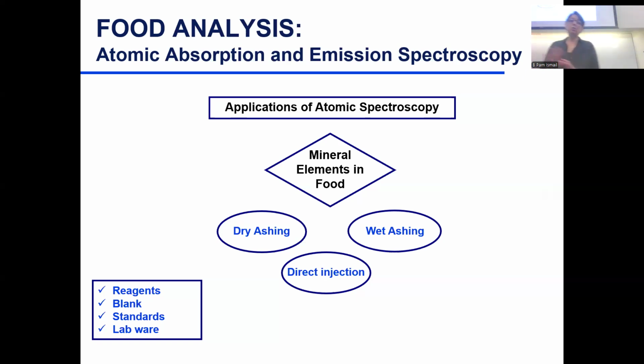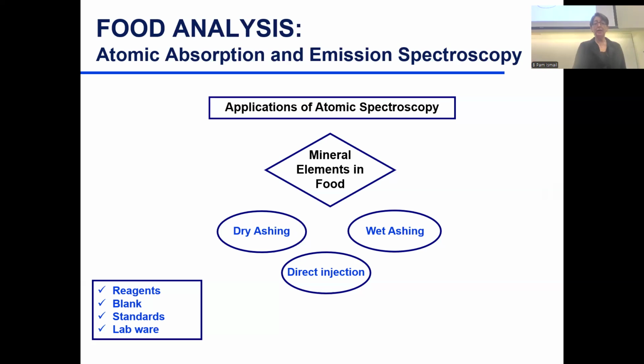So later on, there will be a chapter on minerals. We're going to describe wet ashing and what it means. Instead of putting it in an oven at a very high temperature, you digest with concentrated acid. So you can do that, and your minerals will be in solution right away. You don't have to do anything other than dilute your sample.